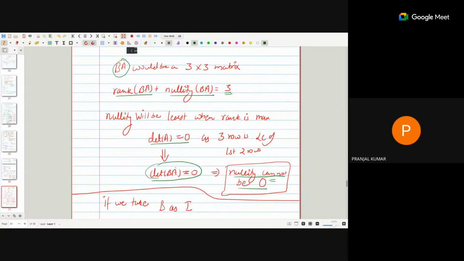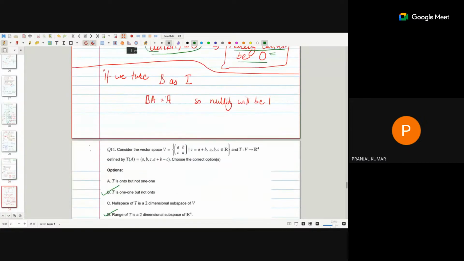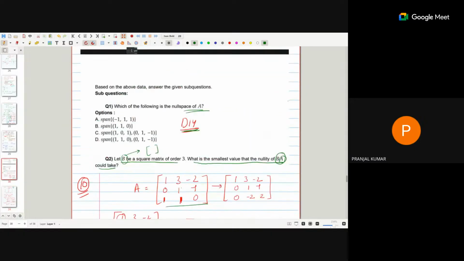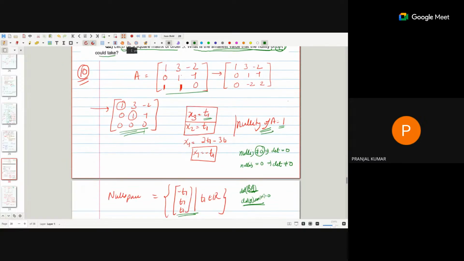Now if I take B as the identity matrix, I've just taken it randomly. What would BA be? BA would be A itself. So what would be the nullity? And if you see in the question, it is asking what is the smallest value of nullity? It can be 1, right?